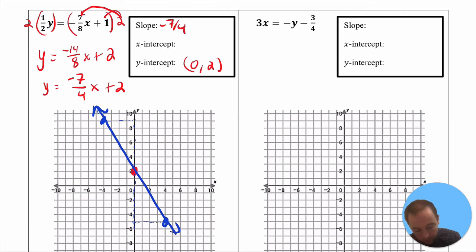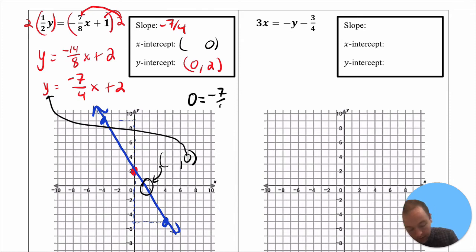And then it looks like the x-intercept is probably not the nicest of numbers right there. So to find that x-intercept, we know that the y-coordinate is going to be 0. So we're going to substitute 0 in for y into the equation, and then solve for what the corresponding x value would be right there.